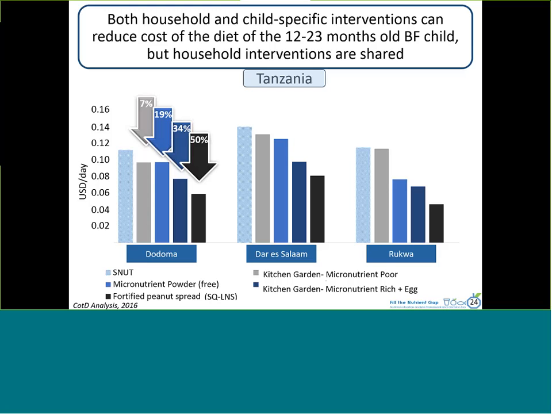We also looked at different interventions targeted directly at the child: a micronutrient powder and a fortified peanut spread, which is a small quantity lipid-based nutrient supplement. And these also had a great impact in reducing the cost. In fact, of all of these interventions, the small quantity LNS was the most effective, reducing the cost of the diet of the child by 50%. Now, something to bear in mind as well with the kitchen garden is that these household interventions are targeted at everyone. So we cannot be sure of what portion of this the child will get. That's something to also bear in mind when we think about these interventions.